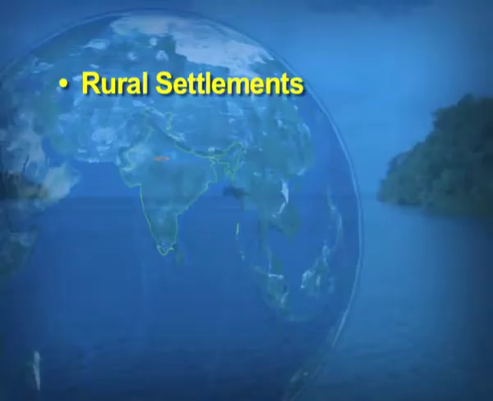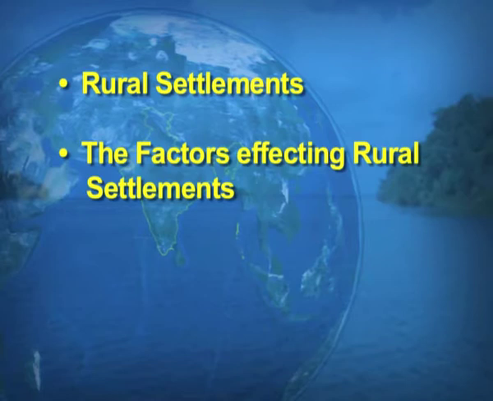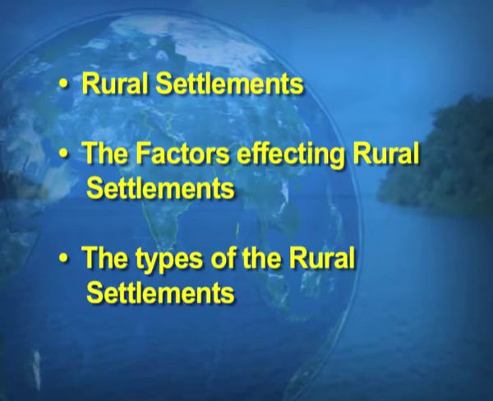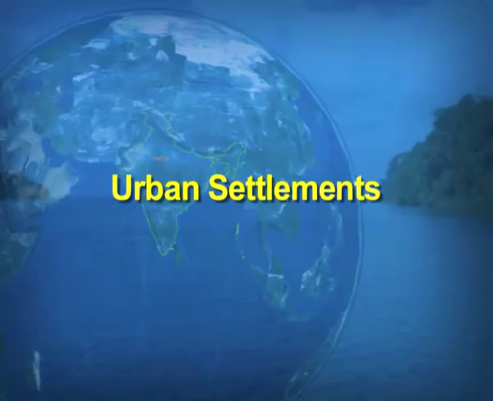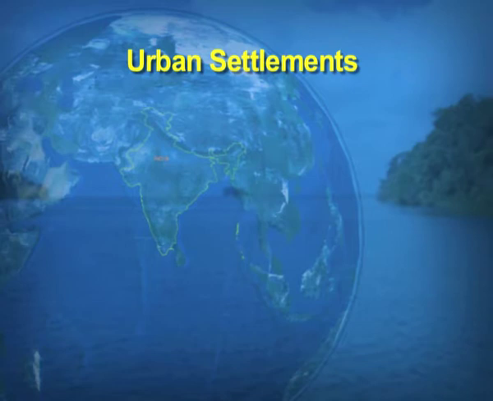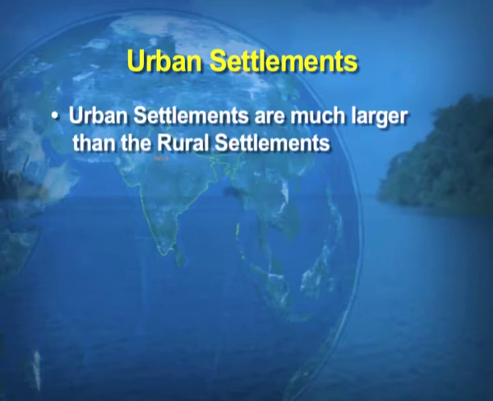Dear children, till now under the chapter Human Settlements, we have discussed the rural settlements, the factors affecting the rural settlements, and the types of rural settlements. And now, we will be talking about the urban settlements. What are the urban settlements? They are much larger than the rural settlements.